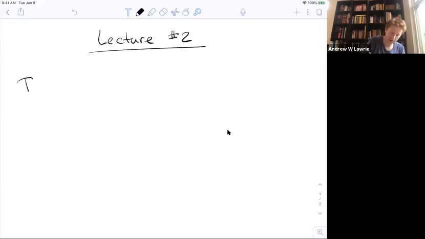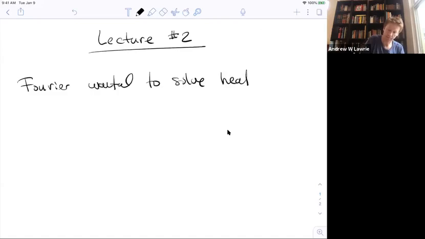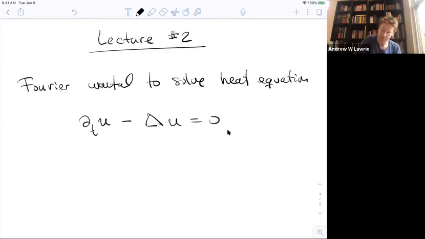So Fourier wanted to solve what's called the heat equation, which is the following PDE. Instead of two time derivatives of u, it's one time derivative of u. It's u as a function of t and x, equal to 0.